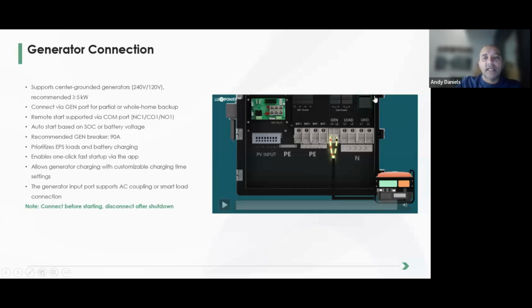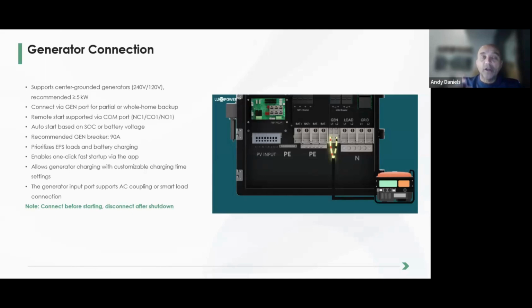We also have an input breaker here, but we also recommend that you have the generator breaker at 90 amps. The generator, like I said, will prioritize EPS loads, and the battery charging will be secondary.